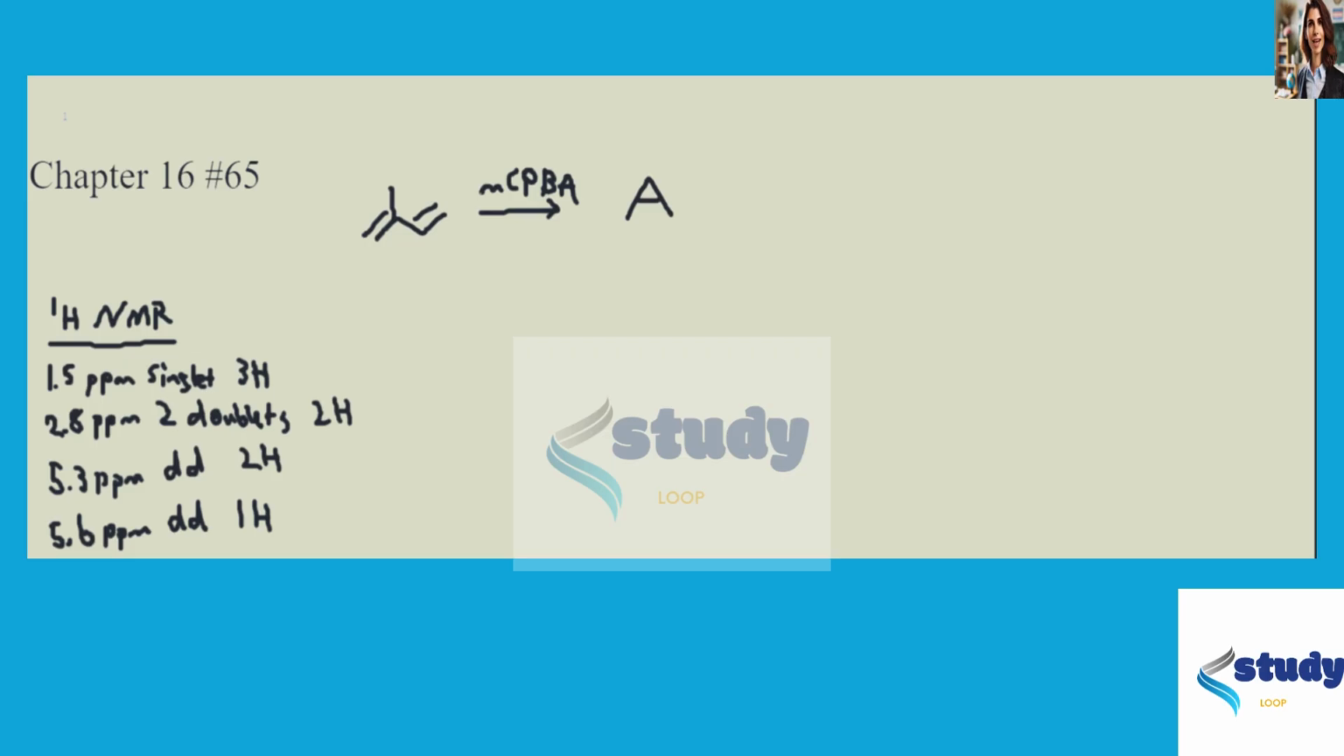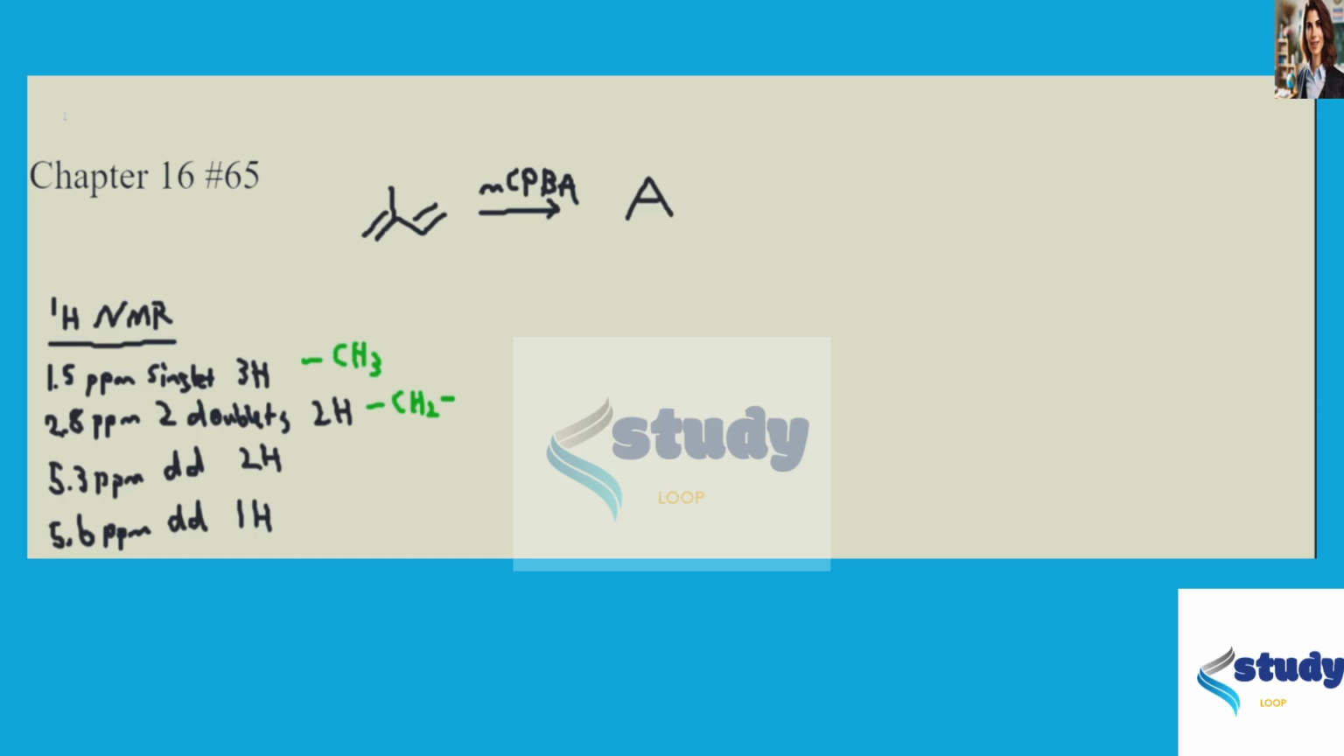And so the first signal, the 1.5 ppm singlet that integrates to 3. So that's going to be a methyl group. The signal at 2.8 ppm, that's 2 doublets, is going to be a CH2. And it's hard to really say what kind of environment that's going to be in. So we'll just leave that as a CH2 for now.